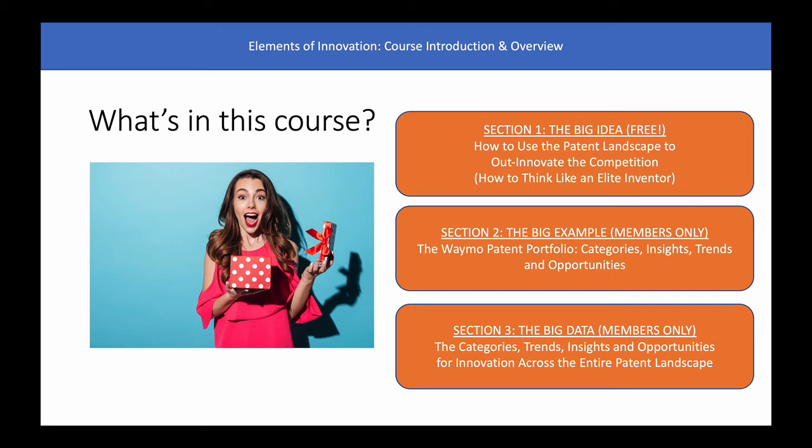Section 2 is the big example. When we're talking about patent landscapes with thousands of documents, it's always useful to start out with a case study of a single key competitor in order to be able to compare and contrast to other competitors and companies in that area. In this case, we will start with a section focusing on a deep dive into the Waymo patent portfolio, and that's available for immediate download if you've purchased this course.